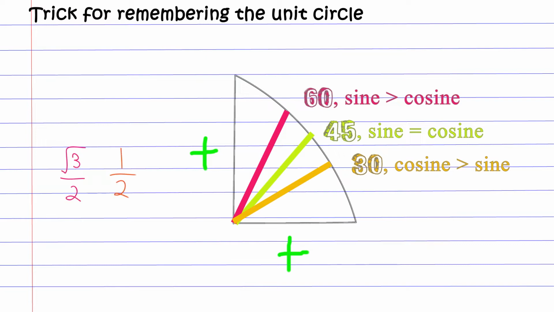Now you have to remember 2 numbers, √3/2 and 1/2. Above the halfway line, sine is the bigger number of the 2. Below, cosine is the bigger number. Now that we know the trick, let's try a harder problem.